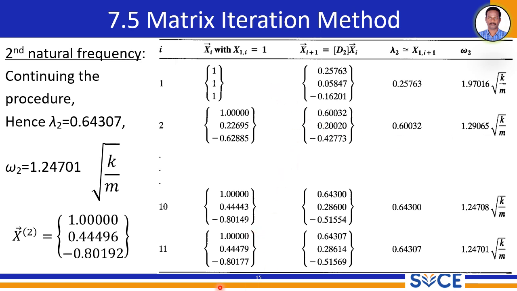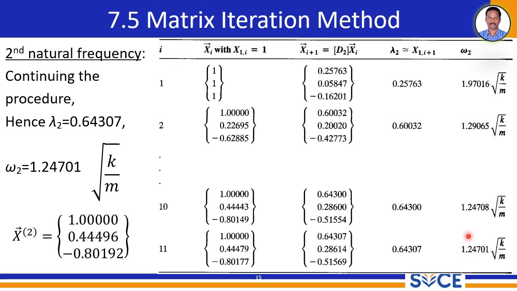As we continue our iteration, we can see the values converging. The slide here shows the results for the 10th and 11th iterations. By the 11th iteration, the normalized trial vector is approximately the same as that of the 10th iteration, and the eigenvalue is approximately 0.64300 in the previous one, and in the 11th iteration it is 0.64307. The corresponding second natural frequency is approximately 1.2470 times the square root of k by m.